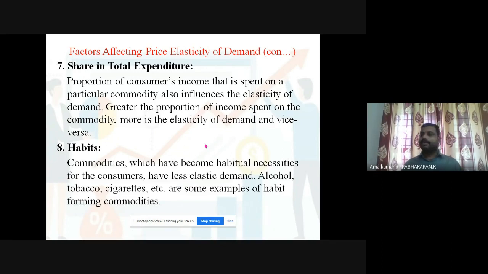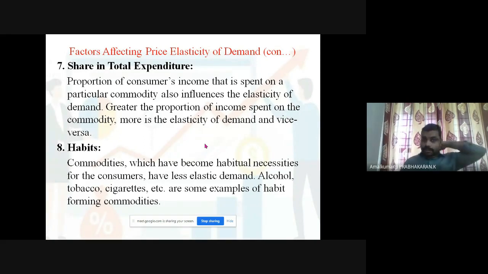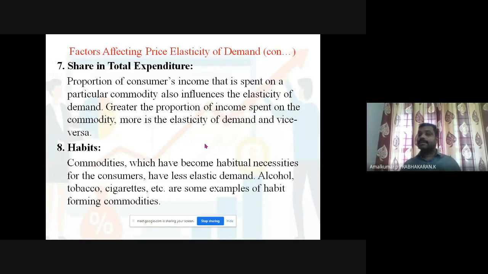In case of alcohol or cigarettes, they are always purchasing. They never drop their purchasing. When the price level changes, it does not affect the purchasing habits for commodities like alcohol and cigarettes. So this will affect the price elasticity of demand. So these are the different factors affecting the price elasticity of demand.